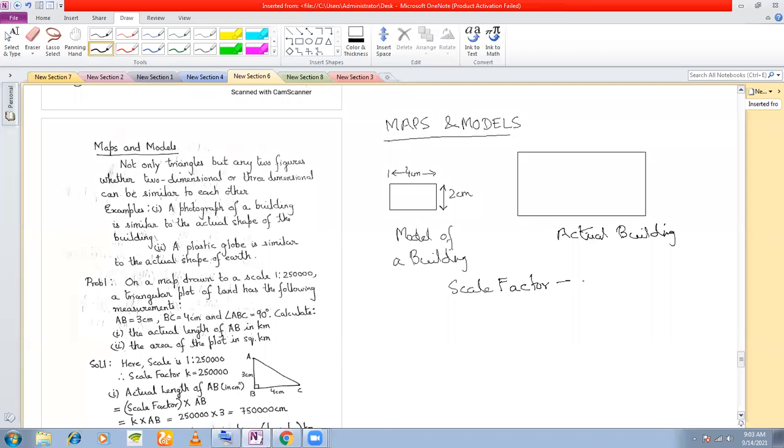So suppose in this case, I give you the scale factor to be 1 is to 25,000. So here K is called the scale factor. This is called the scale actually, not the scale factor. This is called the scale. Let's write it.